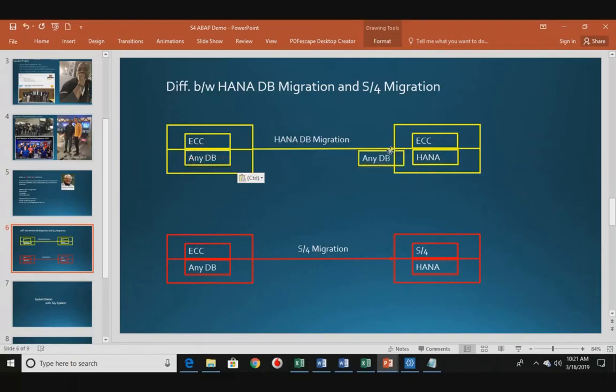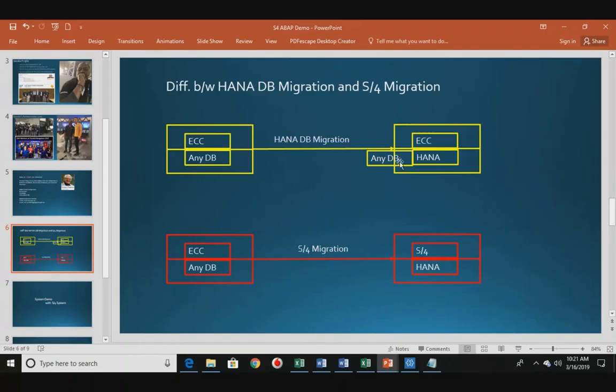The sidecar scenario is nothing but HANA will be a secondary database, and whatever architecture is there with any DB will remain as it is. ECC and any DB will be there, and any DB is going to be the primary database, whatever the existing database is. It can be Oracle, DB2, MS SQL, whatever it is. And along with that, HANA is also going to be a database, but it acts as a secondary database.